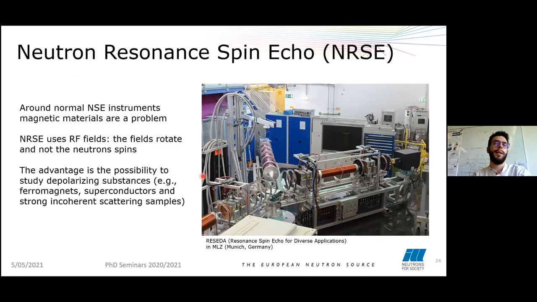In other facilities, there is also the neutron resonance spin echo, because it's helpful: around normal neutron spin echo instruments, magnetic materials are a problem. So neutron resonance spin echo uses radio frequency fields, so the fields rotate and not the neutron spins. The advantage is the possibility to study polarizing substances like ferromagnets, superconductors, and strong incoherent scattering samples.